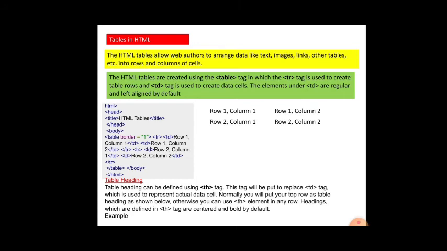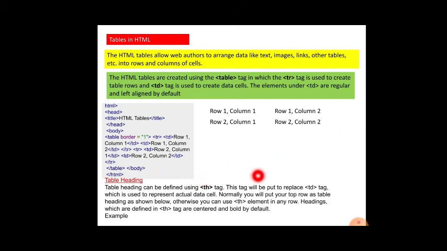First the row will come, then the row is closed, table is closed, then the HTML body is closed and the HTML is closed. So next let us see the table heading. Table heading can be defined using the TH tag. The name itself tells you TH is nothing but table heading. The tag will replace the TD tag, which is used to represent the actual data cell.